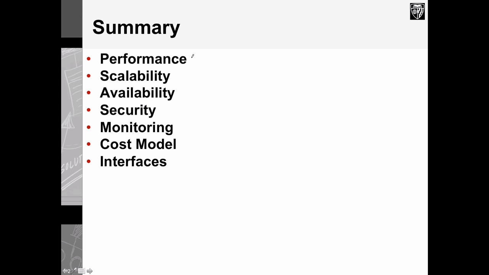So in summary, we talked about the performance aspects of EBS volumes. We talked about how to scale the EBS volumes using snapshots or using RAID configuration. We talked about the availability options for EBS volumes. We talked about the security aspects, the EBS encryption, and the secure snapshot feature. We talked about the important metrics we need to keep track of for our EBS volumes. Then we talked about the cost model, or the pricing, for the EBS volumes. And then we looked at the high-level overview of how to create an EBS volume and present it to our EC2 instance.